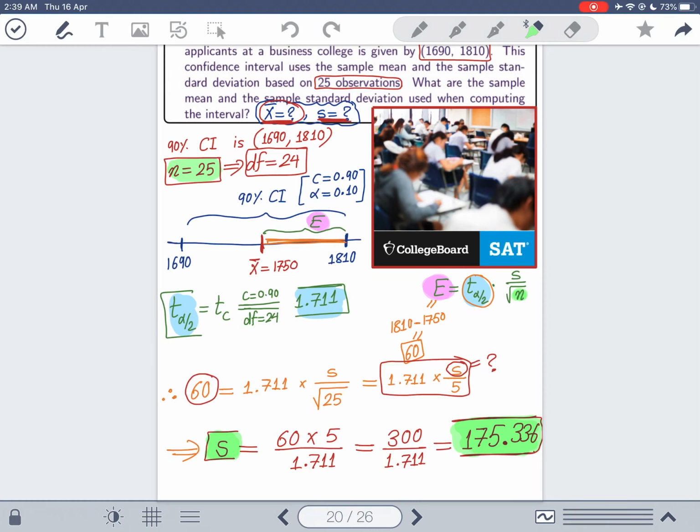So let us check our answer. What do I mean by checking our answer? What I mean is this. Now we solved for what? We found x bar. So x bar is here. So let's put what we found in green. This is x bar and this is s. S is the last thing that we found.